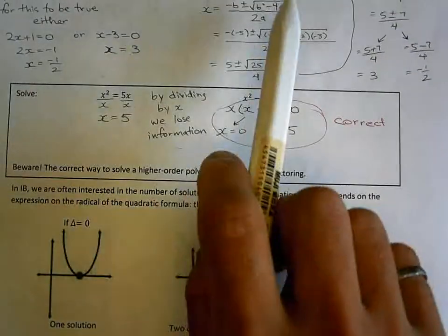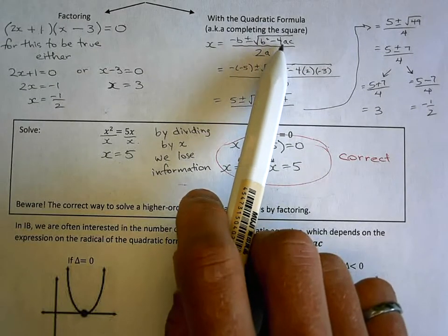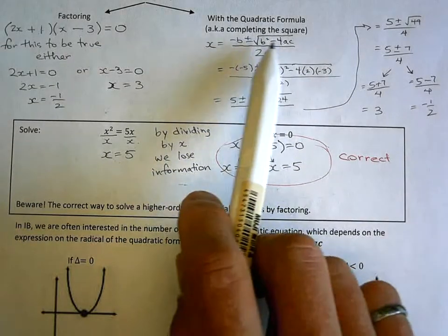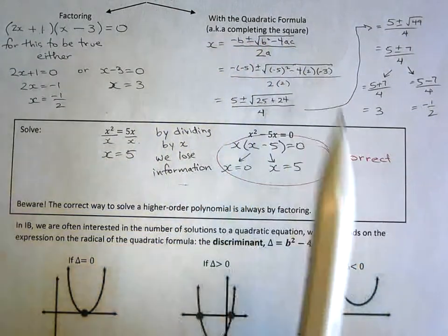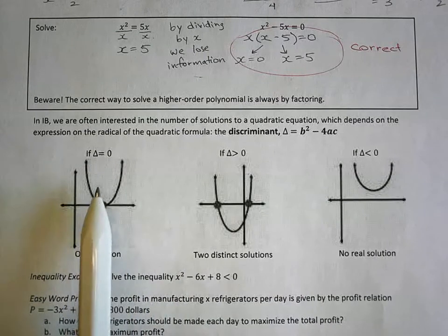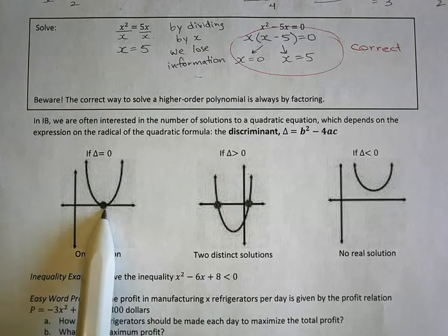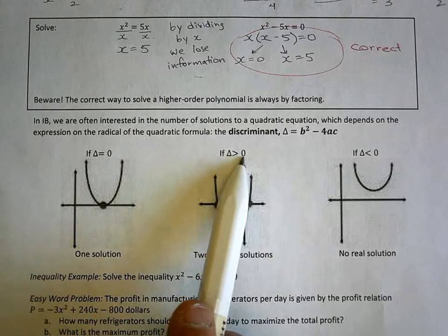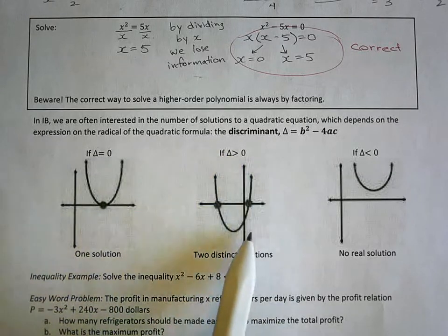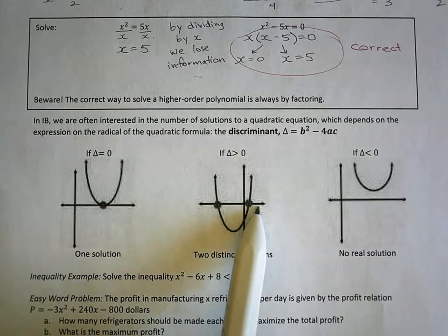If the discriminant is 0, you end up with only one solution, and if the discriminant is positive, you get two solutions. That's illustrated graphically here. If the discriminant is 0, there's only one root or one real solution. If the discriminant is greater than 0, so it's a positive value, you get a situation where the parabola crosses the x-axis twice, so you have two solutions.